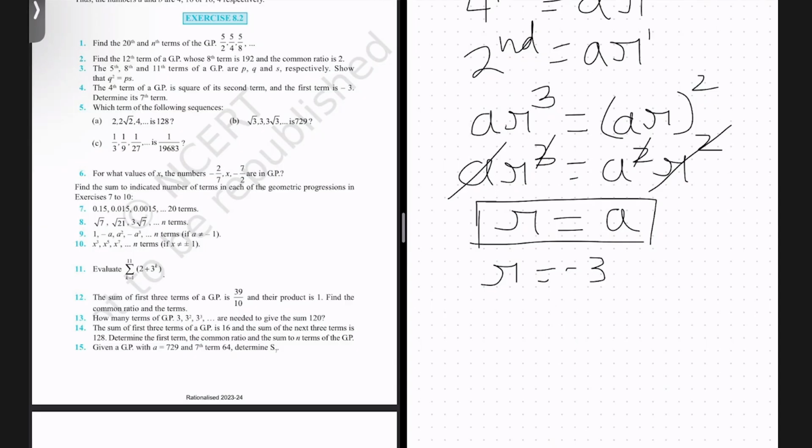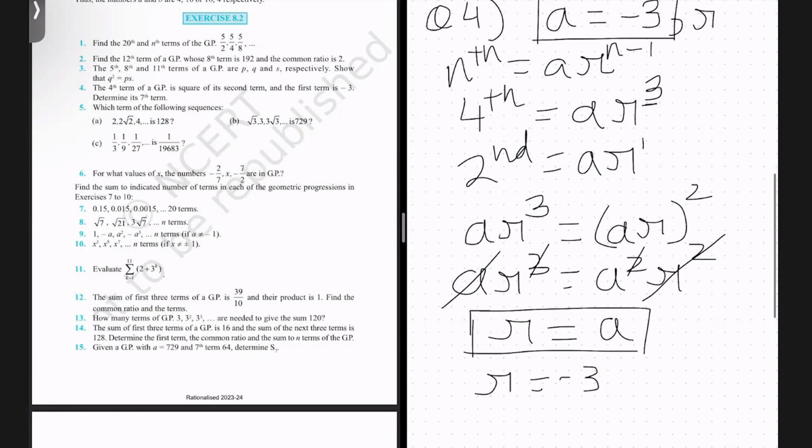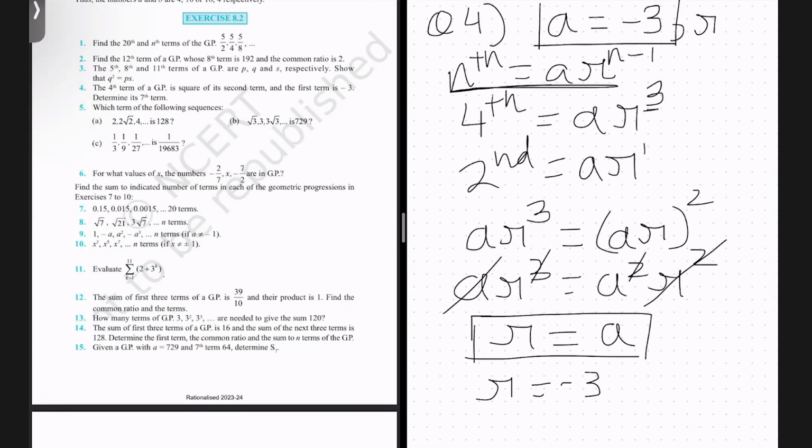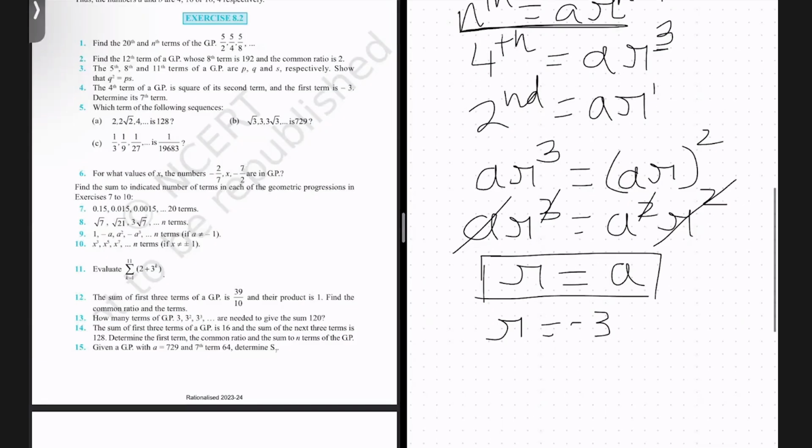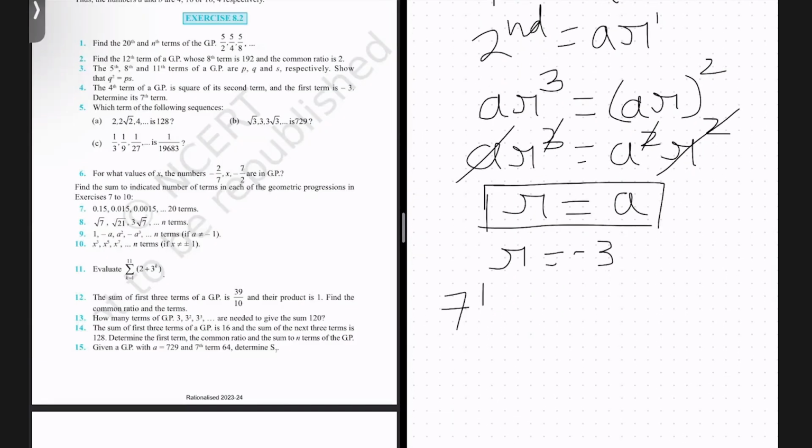Now what do we have to do? We now have to determine what is going to be its seventh term. As we have previously seen, the nth term of any GP is going to be of this form, right? The nth term of the GP is going to be A r to the power n-1, correct? So the seventh term of this GP is going to be A r to the power 7 minus 1, which is nothing but A r to the power 6, correct?